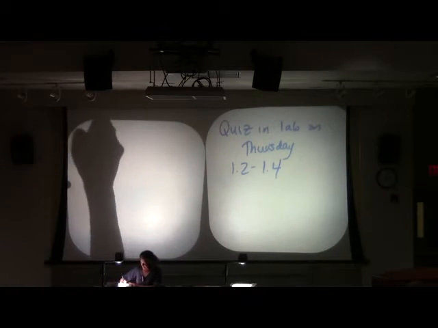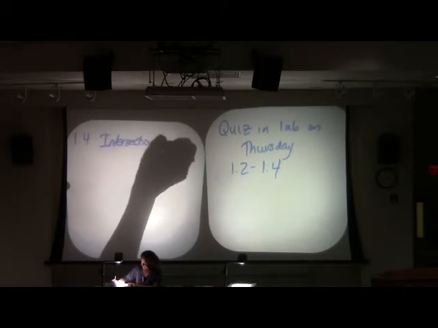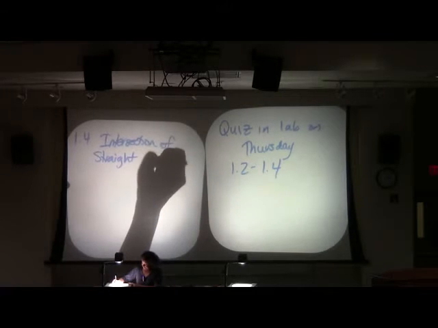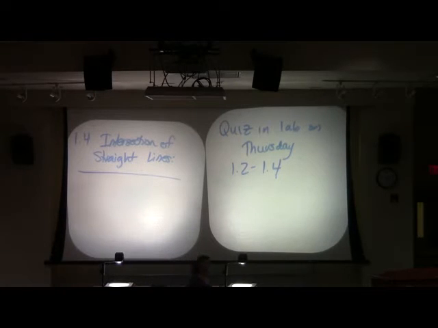So 1.4 talks about the intersection of straight lines. And what I'm going to do is show you a couple different techniques to find where two lines intersect. We're going to play with a bunch of those examples, and then we're going to do some word problems involving them. Sound like a plan?